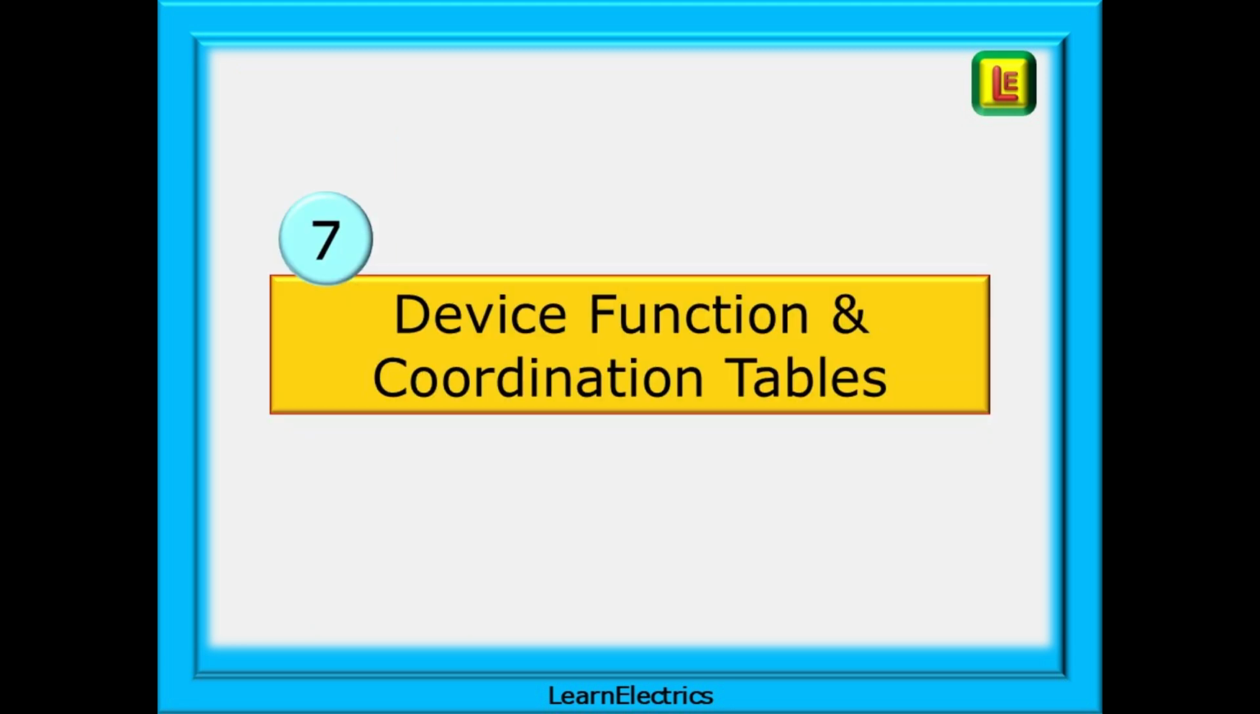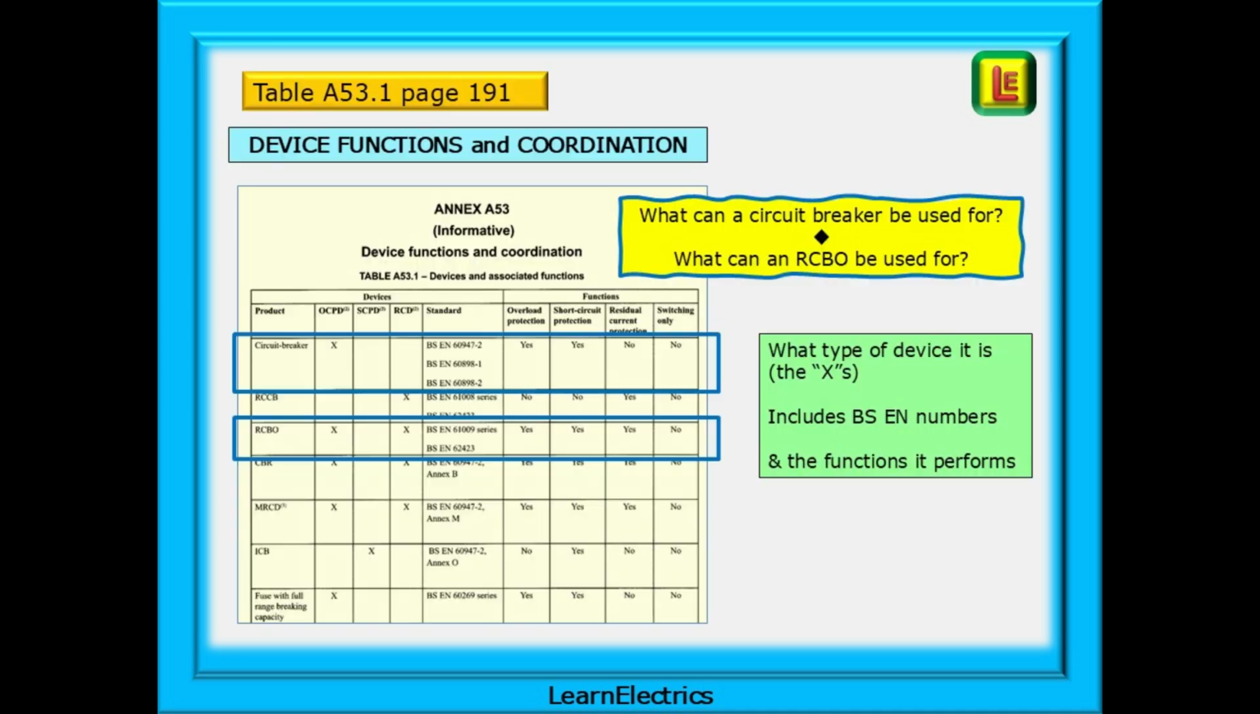Device function and coordination tables are the subject of Table 7 group. Look at page 191 and Table A53.1, a very simple table and very useful. It answers the question: what can a circuit breaker be used for? What can an RCBO be used for? And this table will often appear as an exam question. The X's indicate what type of device it is, what the BS numbers are, and then the last 4 columns indicate the functions that the device performs.